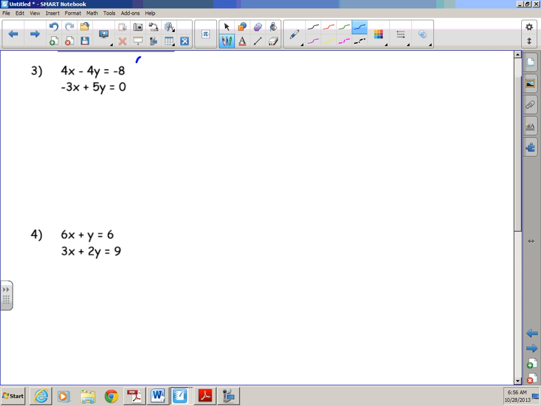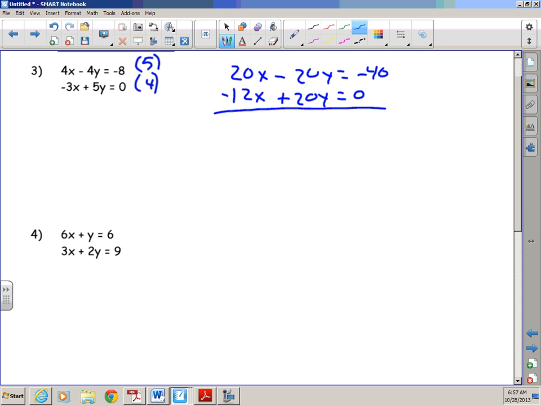So I'm going to multiply the top one by 5, the bottom one by 4, so that I get 20x minus 20y equals negative 40. And then I get negative 12x plus 20y equals 0. Now I've created my opposites. So this becomes a bit of a numbers game, in that you have to figure out what's the easiest way to create opposites. Sometimes you'll see it very easily, sometimes you won't. As long as you create an opposite and do your multiplication properly, you'll be fine.